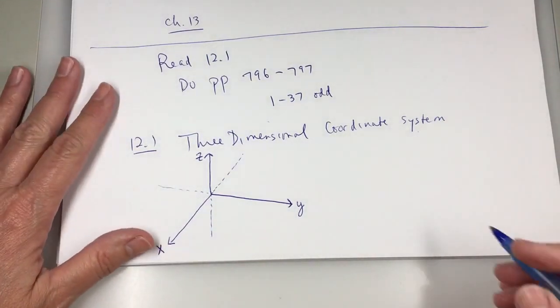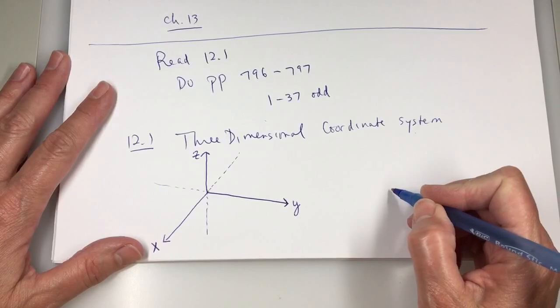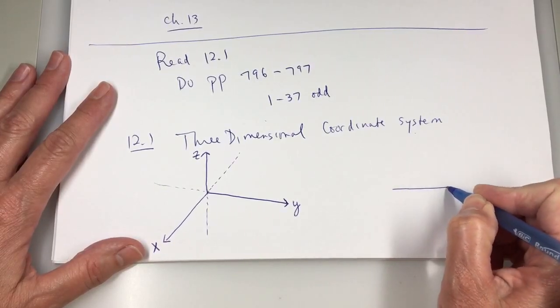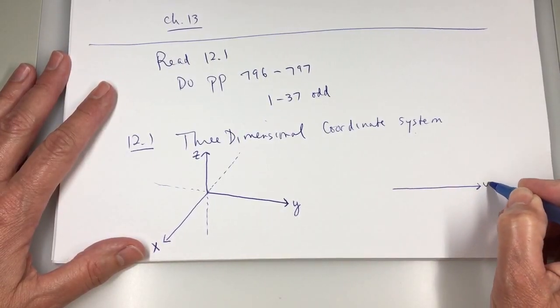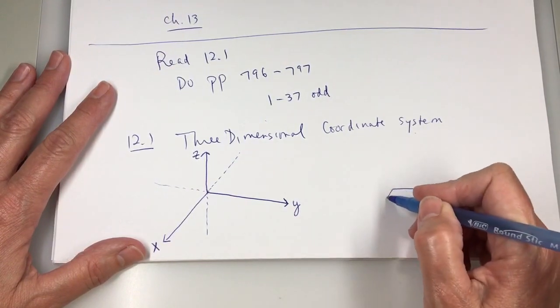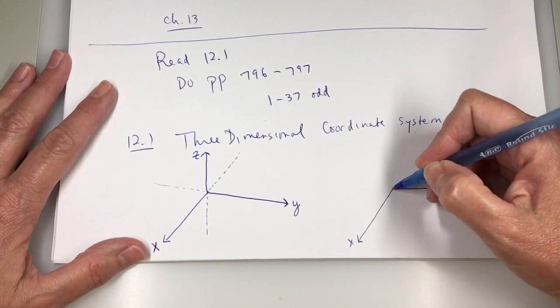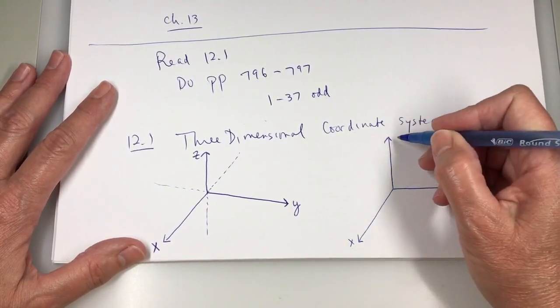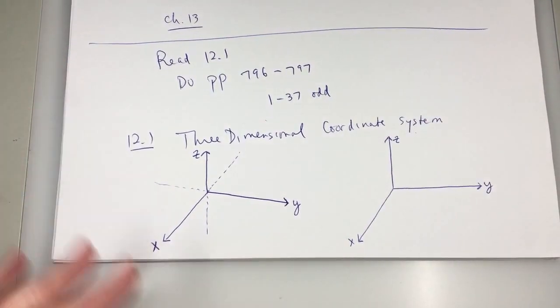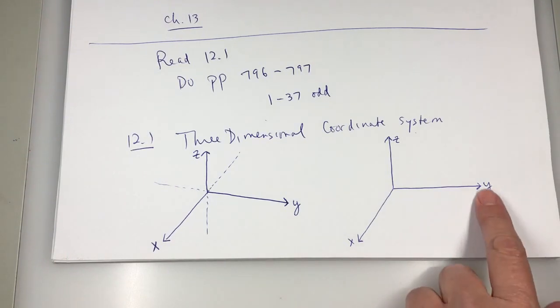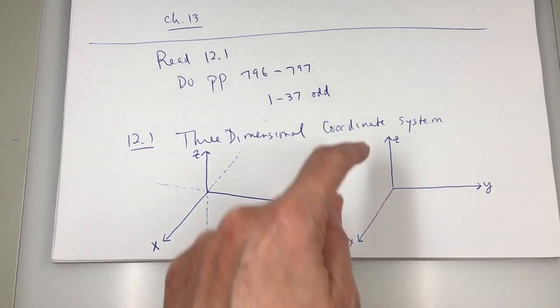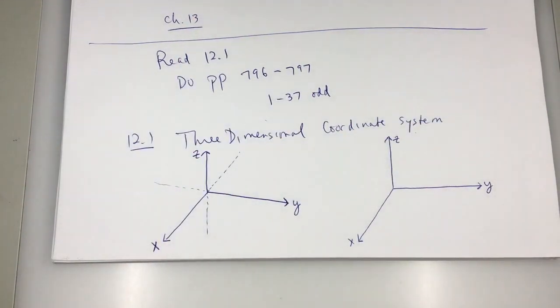Sometimes, depending on what I'm trying to graph, I might put the y-axis straight and then the x-axis tilted, coming at an angle, and the z-axis straight up. And depending on what you're graphing, you might have reason to label them differently. Maybe the z-axis might be right here with the y-axis. It just depends on what you're trying to graph.